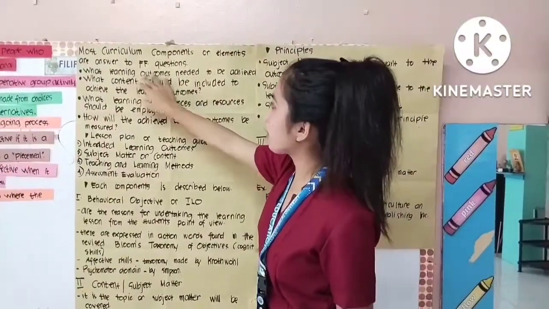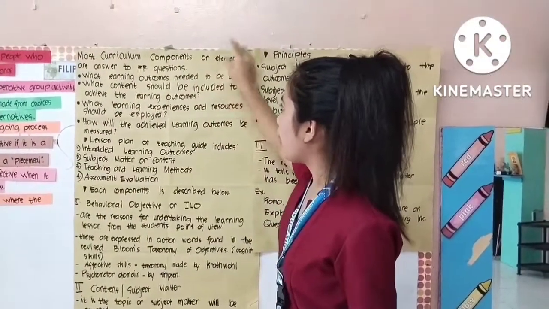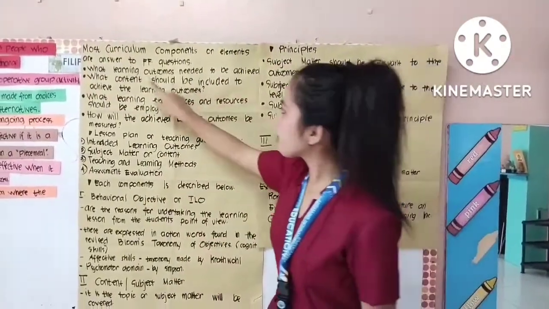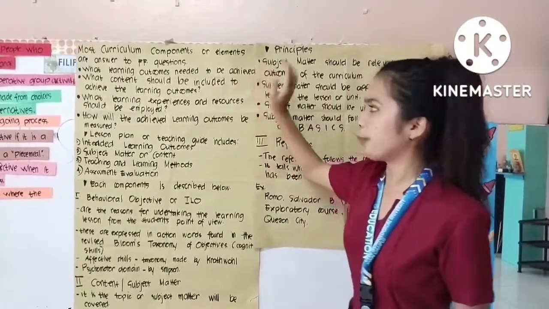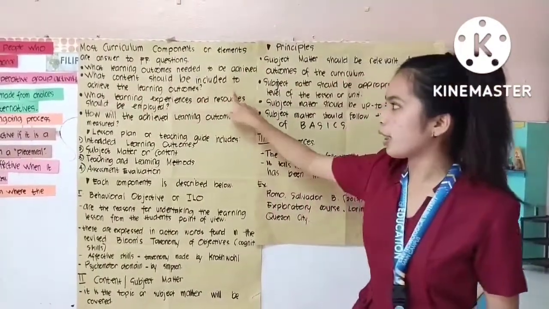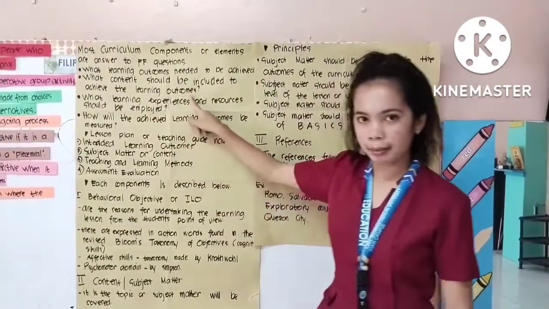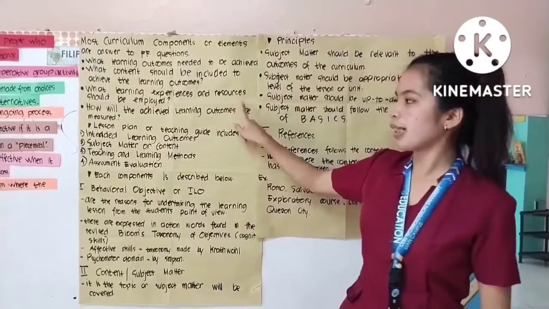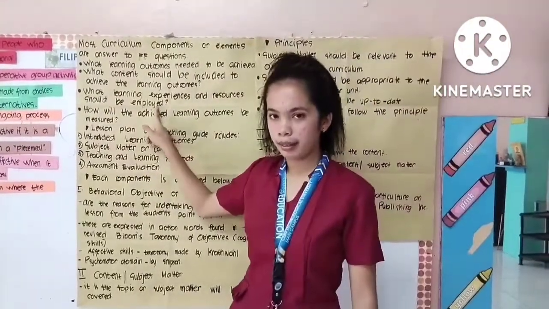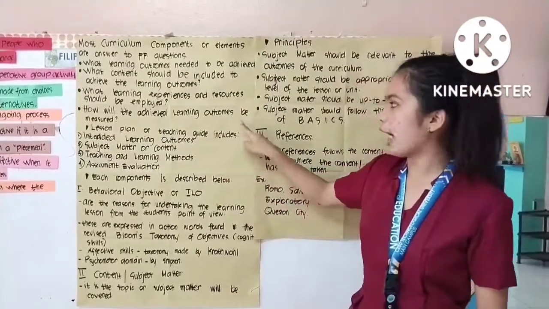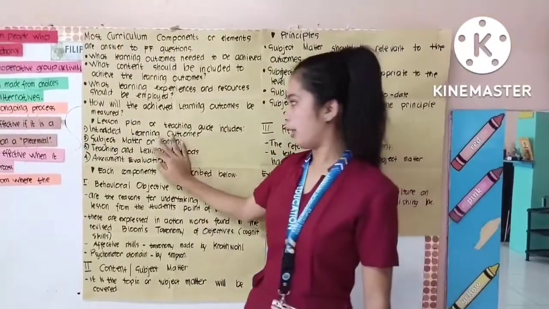Okay, so most curriculum components or elements answer the following questions. Number 1, what are the learning outcomes needed to be achieved? Number 2, what content should be included to achieve the learning outcomes? Number 3, what learning experiences and resources should be employed? And number 4, how will the achieved learning outcomes be measured?